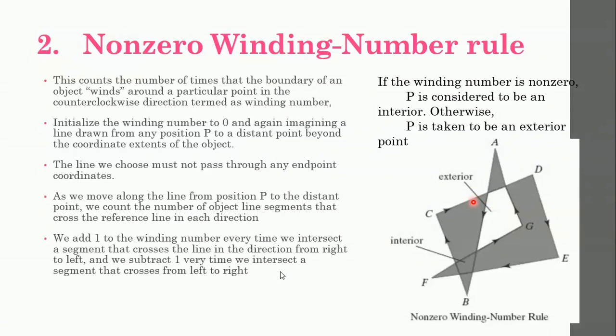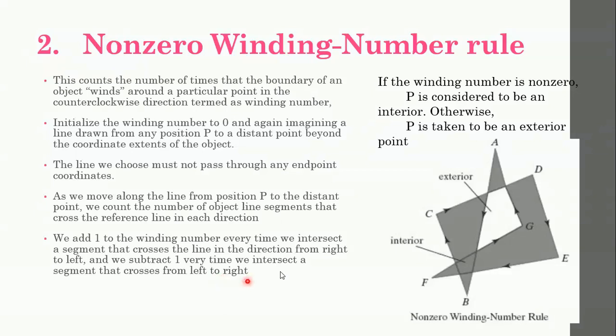The line we choose must not pass through any endpoint coordinates. As we move along the line from position P to the distant point, we count the number of object line segments that cross the reference line in each direction. We add 1 to the winding number every time we intersect a segment that crosses the line in the direction from right to left, and we subtract 1 every time we intersect a line segment from left to right.